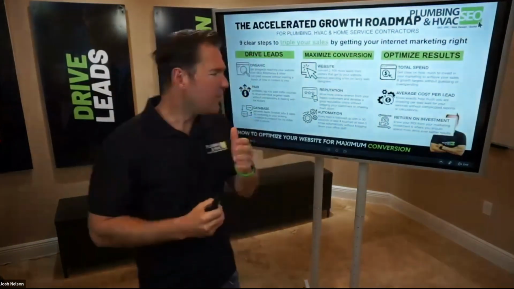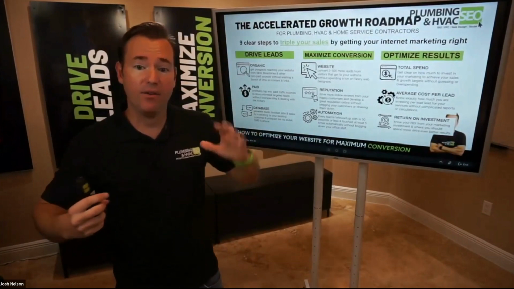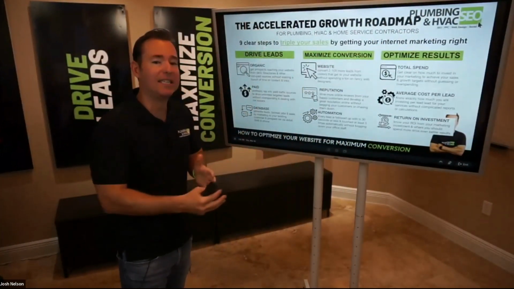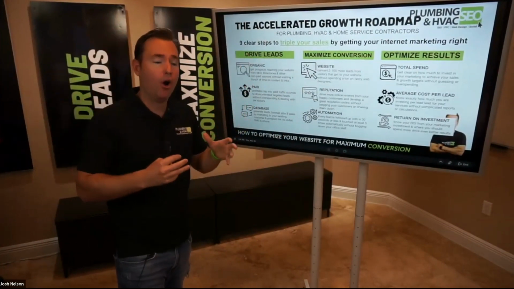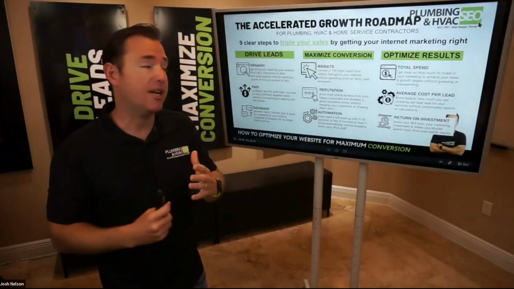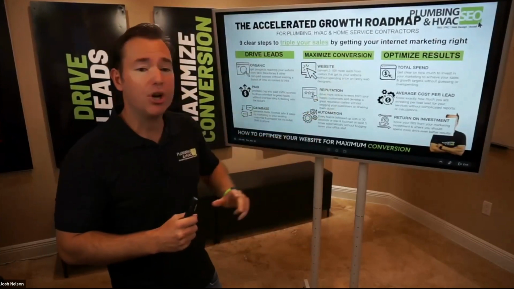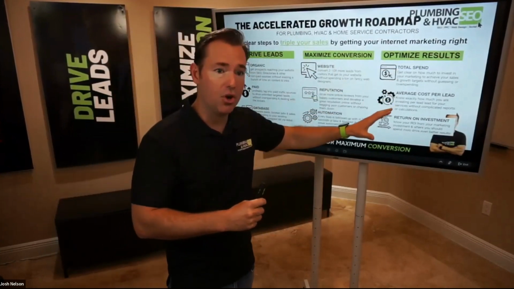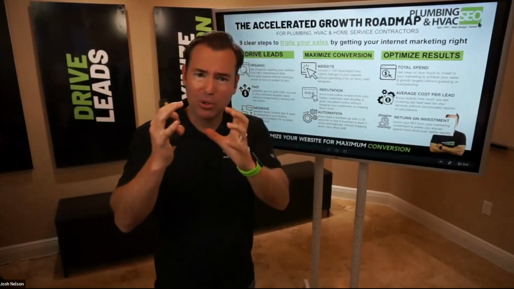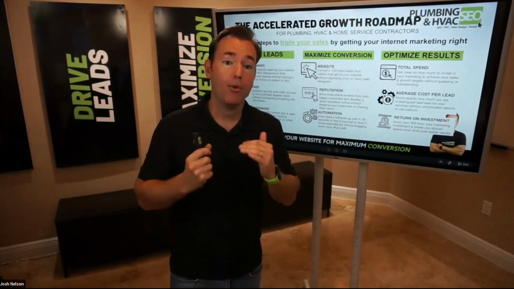A more specific aspect of this, in the last training I did, and you can go look it up, how to triple your sales by getting your internet marketing right, I unpacked this entire model and went high level on the key things you can do to drive leads: organic, paid, database marketing to your existing customers. Then maximize conversion with your website, your reputation, and leveraging automation. And then optimize the results, like really figuring out how much you should be spending to hit your goals, what your average cost per lead is to optimize for that, and then really optimizing everything you do around return on investment.